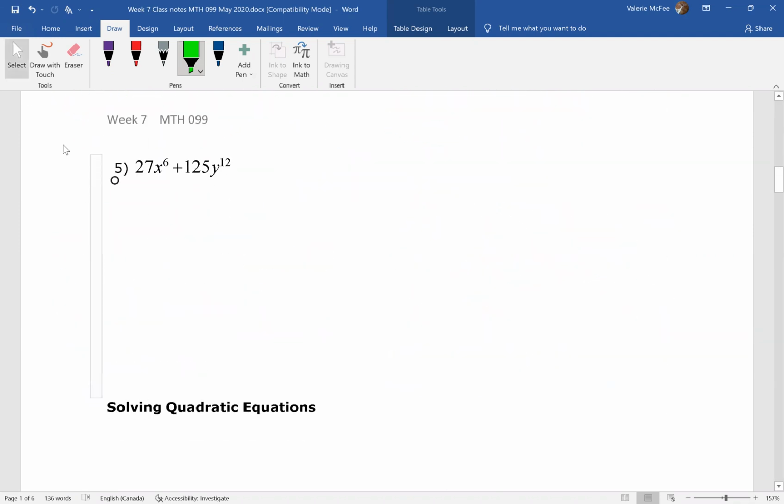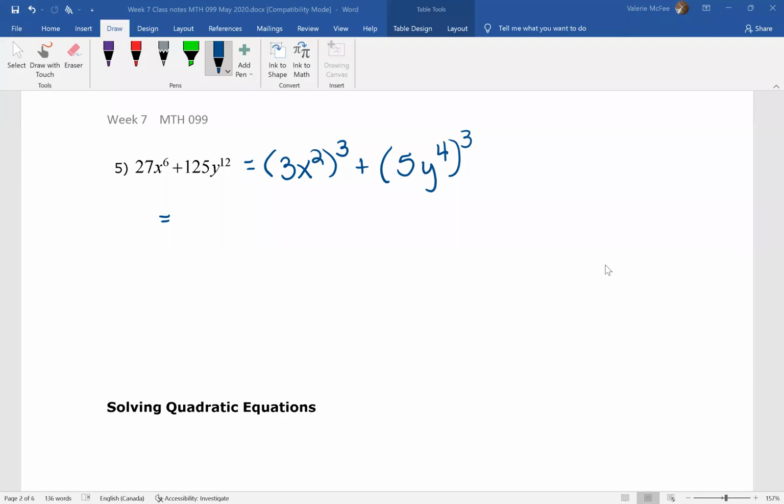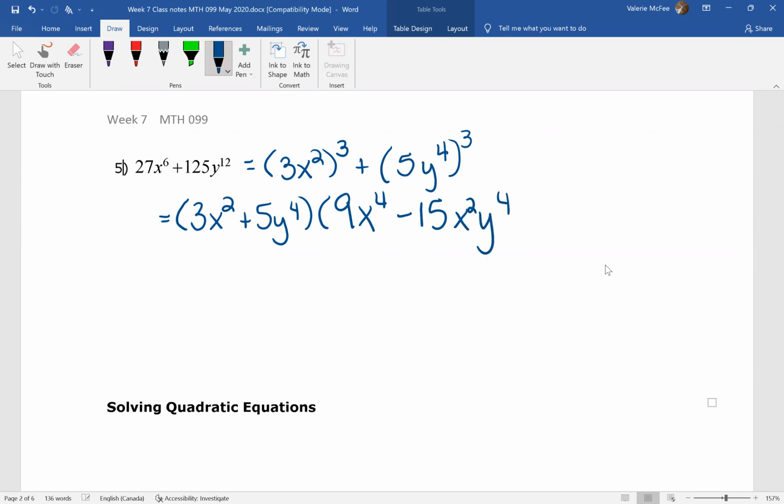All right, one last one for you to work on here. Pause your video, give it a try. I hope you recognize this as a sum of cubes. So our formula then, a plus b multiplying a squared, so that's 9x to the power of 4, minus, there's your one subtraction sign, a times b, so that will be 15x squared y to the 4 plus b squared, 25 y to the power of 8.